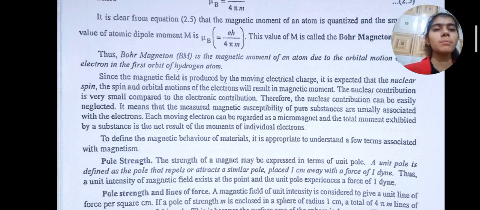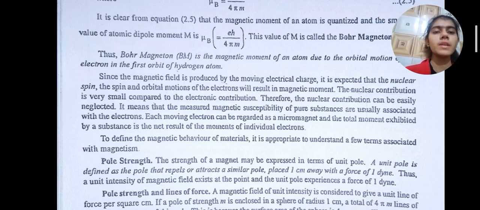It means that the measured magnetic susceptibility of pure substances is usually associated with the electrons. Each moving electron can be regarded as a micromagnet, and the total moment exhibited by a substance is the net result of the movements of individual electrons. To define the magnetic behavior of materials, it is appropriate to understand a few terms associated with magnetism.